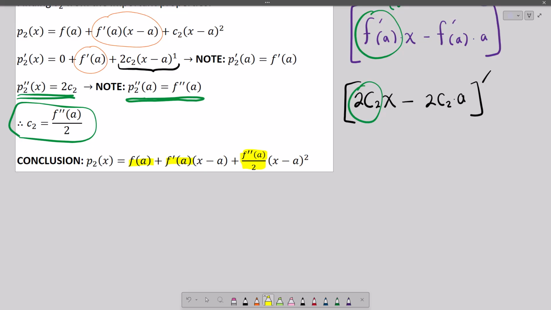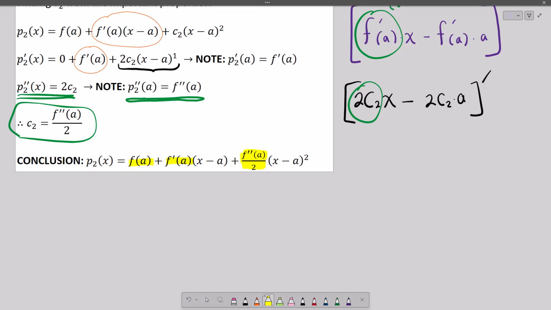And you can see a pattern forming really clearly. And that pattern is going to become super obvious as we continue. So f of a, f prime of a, f double prime of a divided by 2. Do you see that the 2 is matching the number of primes? Okay, that's going to continue.